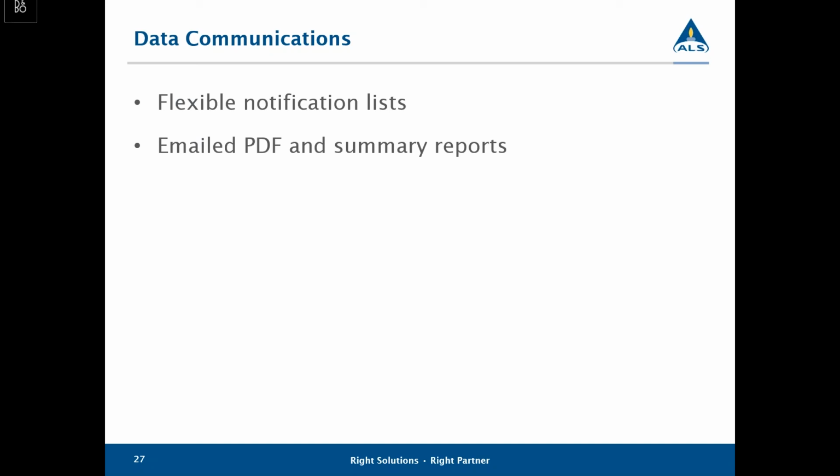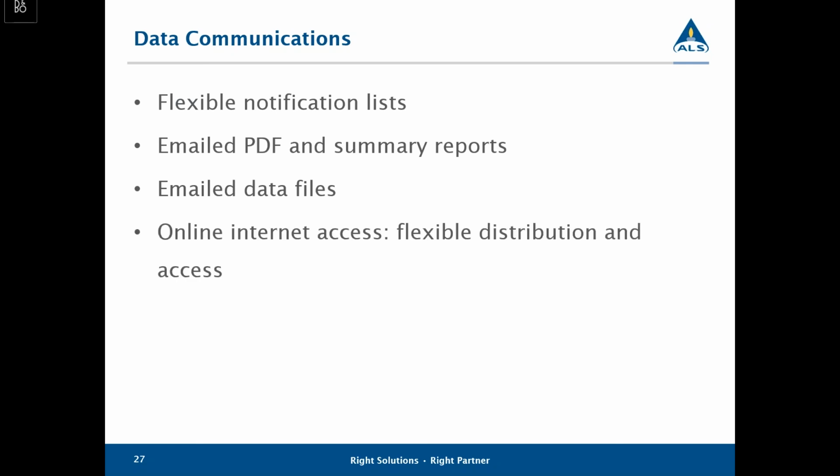Instead of getting 5 separate emails, you'll just get one summary report with a link to each sample. We can do email data files as well. So if you're running a large group and you want to get a CSV file that you can import into a database, we can automate that. Online internet access is a great way.